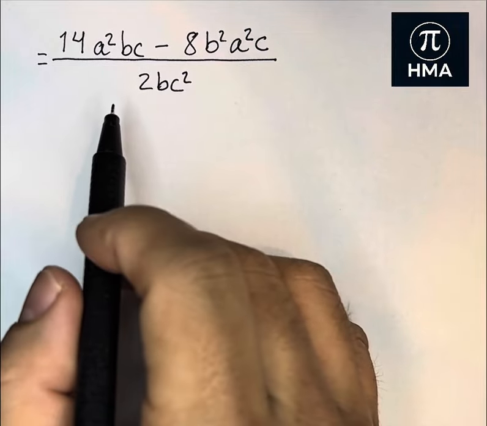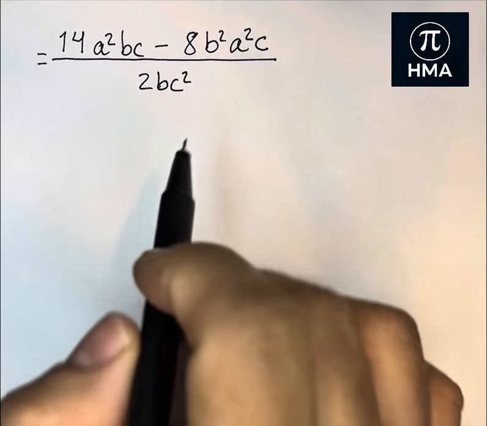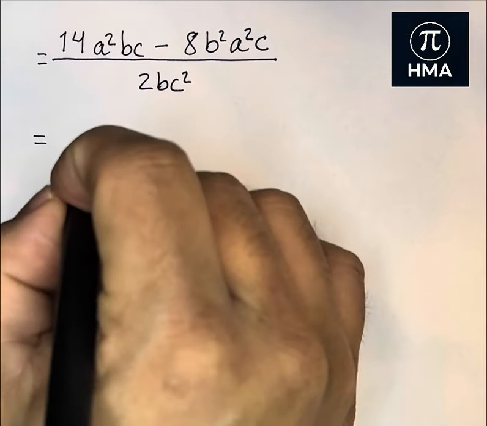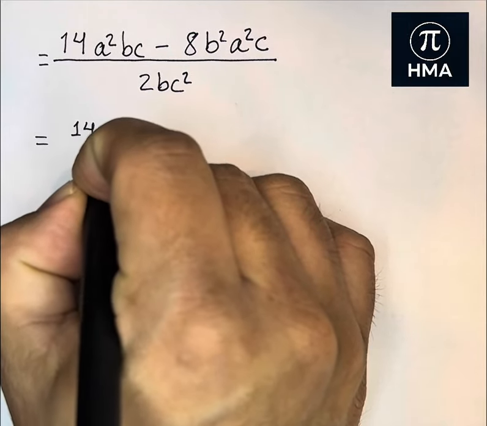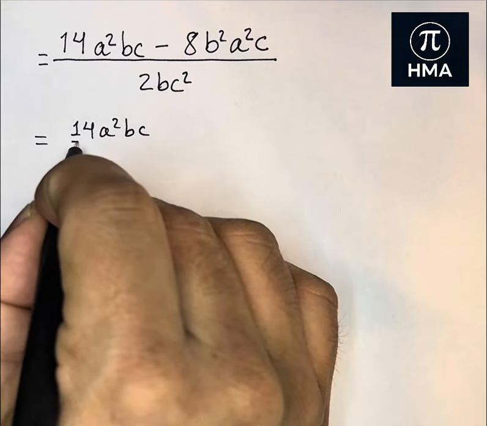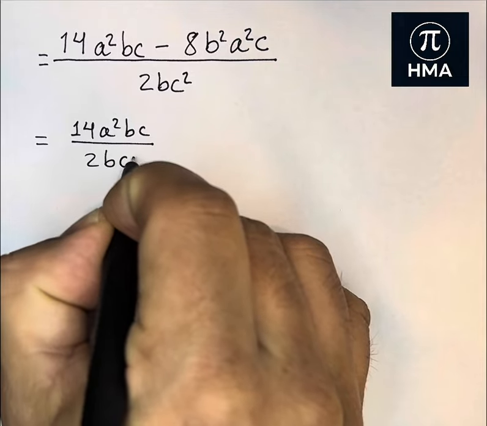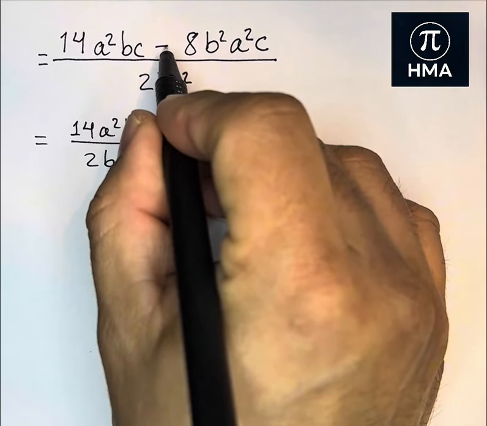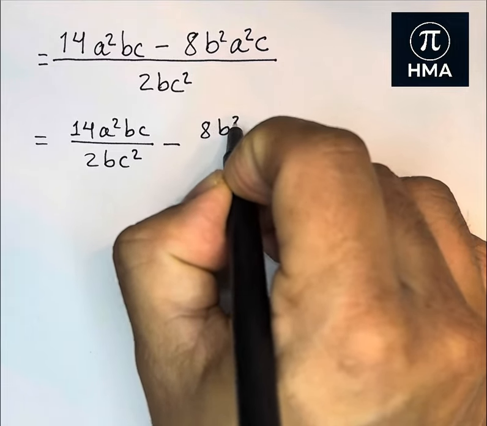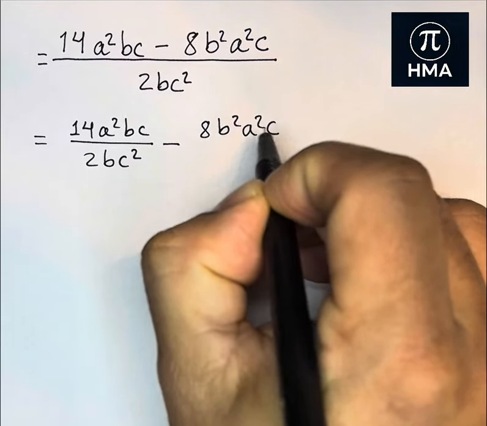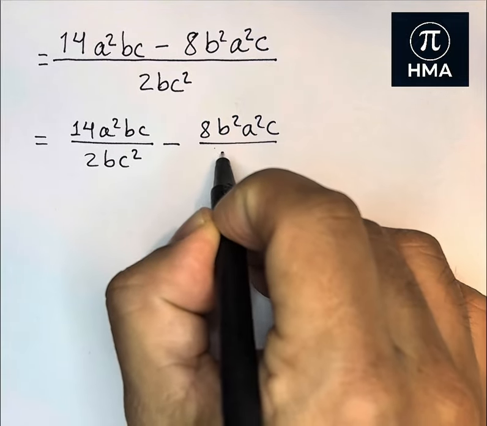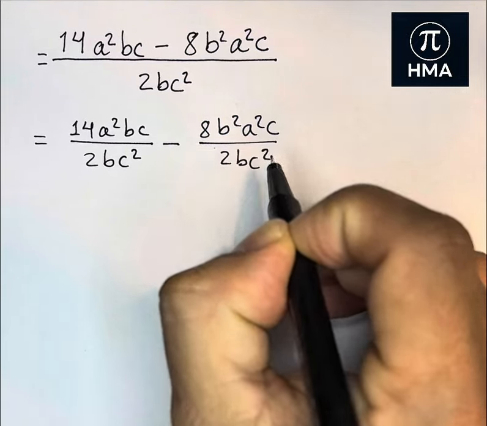In this expression, we have a binomial divided by a monomial. First, we need to write the two terms separately: 14a squared bc divided by the same denominator, 2bc squared. Minus divided by plus is minus 8b squared a squared c divided by the same denominator, 2bc squared.